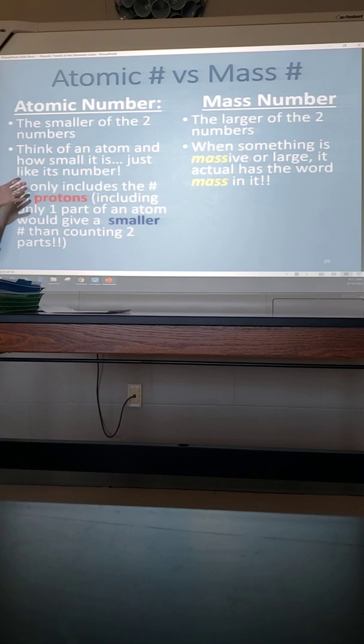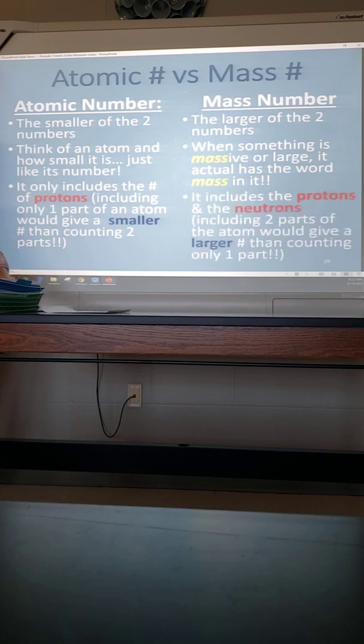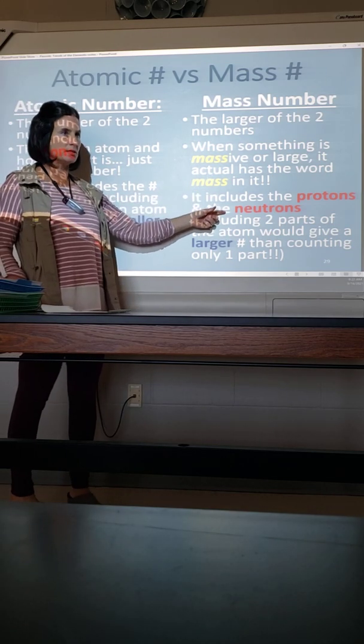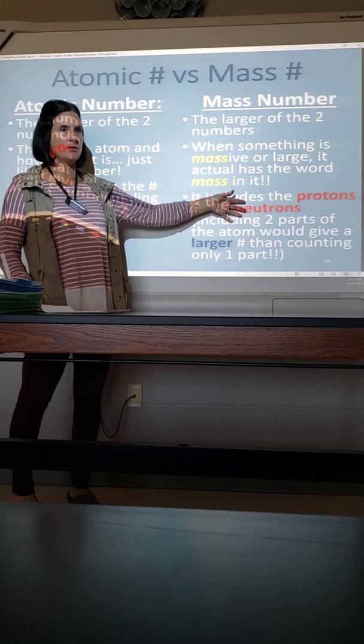So here's another logical part. The atomic number only counts protons. It only counts one subatomic particle. Counting one of something instead of two of something would always give you the smaller number. The reverse is also true for the mass number. You're counting 2 subatomic particles: all the protons and all the neutrons. Counting 2 subatomic parts is most definitely logically going to give you the bigger number. So if you're counting just protons compared to protons and neutrons, this is going to give you the bigger number.